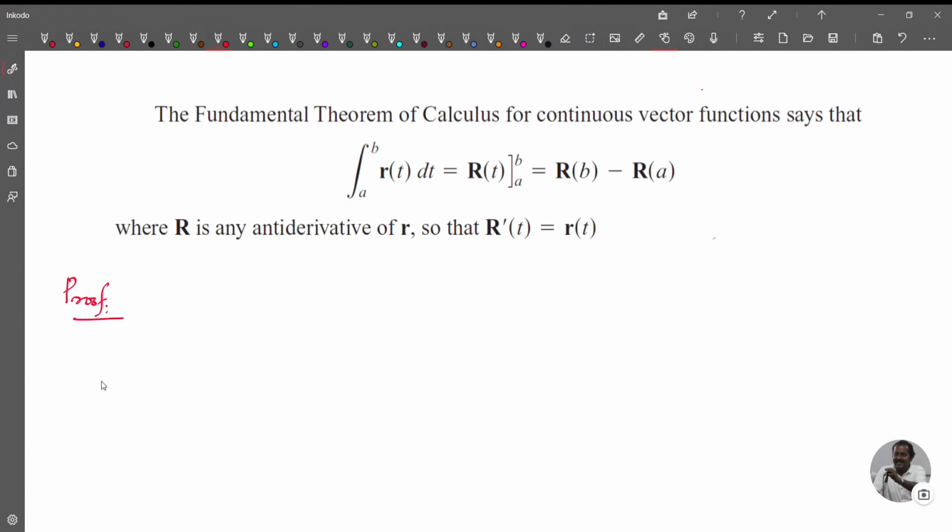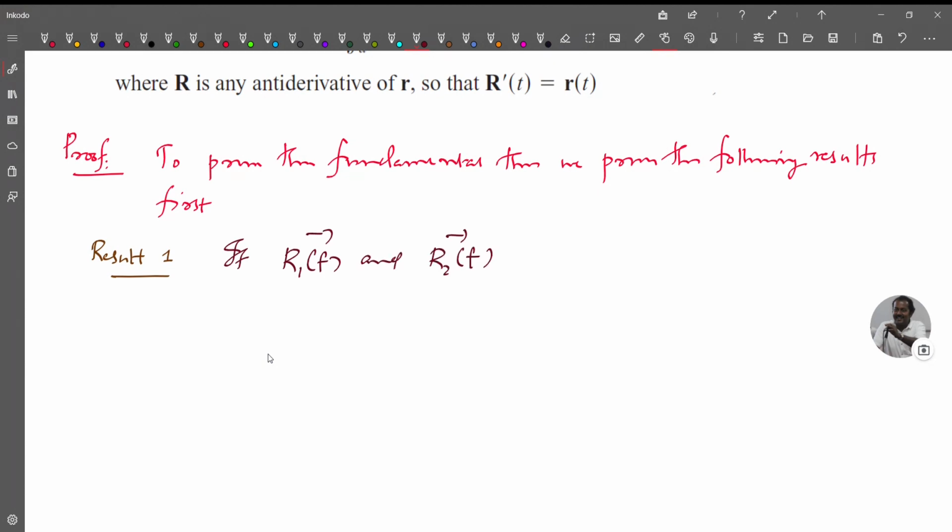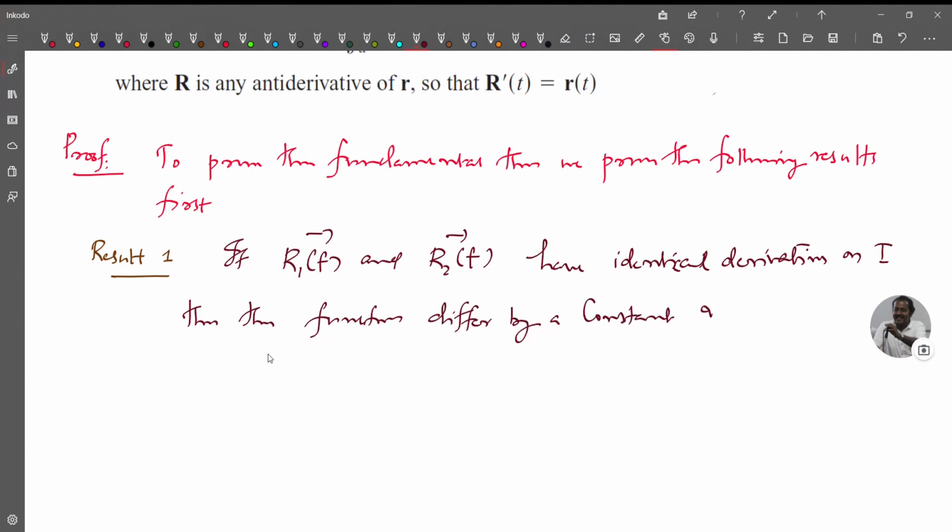To prove the fundamental theorem, we prove the following results. Result 1. If r1 of t and r2 of t have identical derivatives on I, then the functions differ by a constant vector. So we prove this.